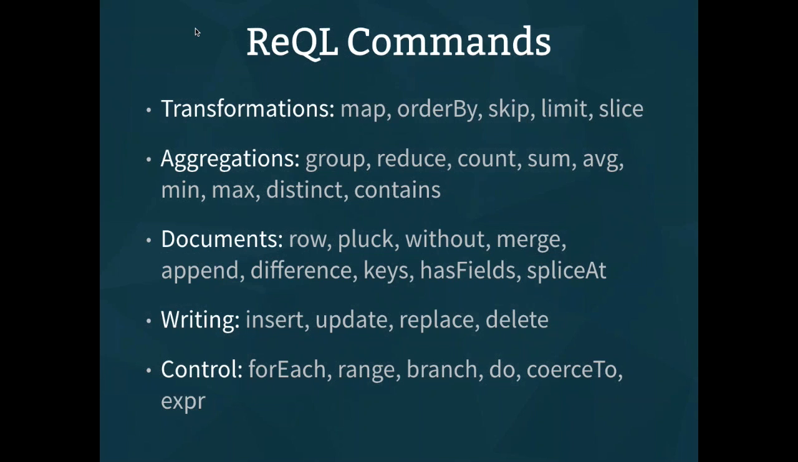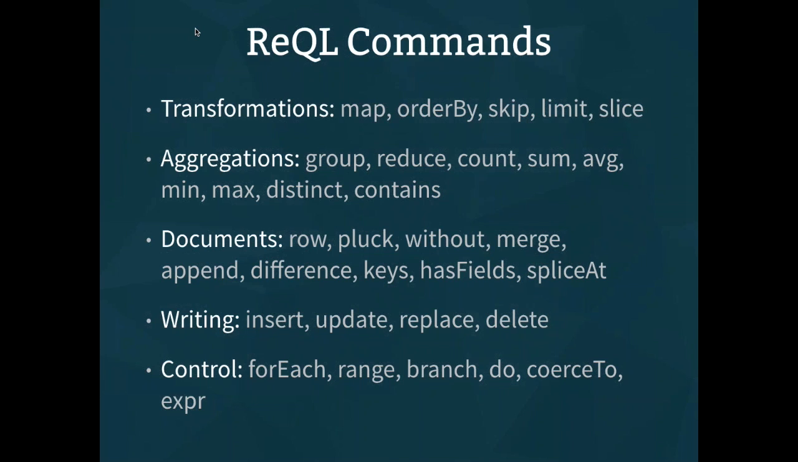And finally, we have some control operations: for each, which lets you perform an operation on everything that's returned by a query, or a branch, which is how you would perform a conditional expression, like if you wanted to check against a certain property and modify a document one way if it's one thing, or another way if it's another thing.